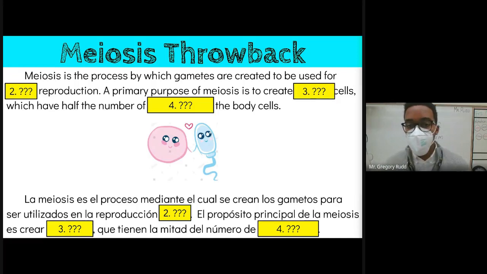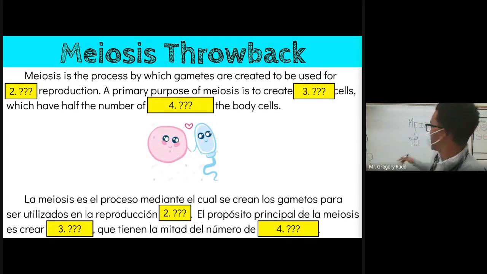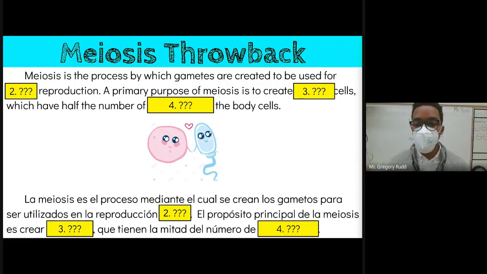So I've always liked to think about meiosis, the E in meiosis standing for egg, and one of the S's standing for sperm cells. So meiosis is needed to create these special types of cells that we call sex cells, but another word for it is called a gamete. Gamete.